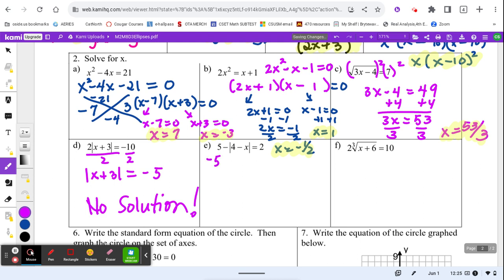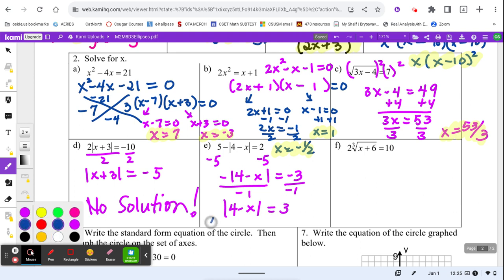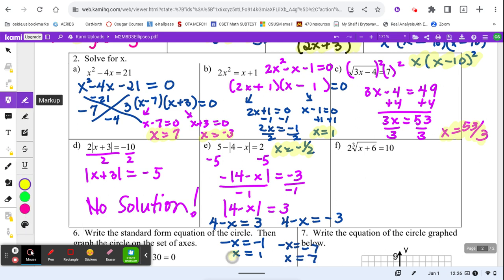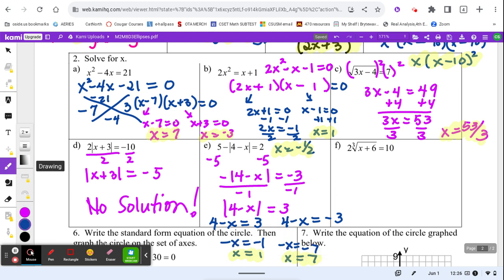Over here, we want to minus the 5 and then divide by negative 1. Now I have that the absolute bars equal a positive, and I can continue this one. I'm going to solve 4 minus x equal to positive 3, and 4 minus x equals negative 3. And there's my two solutions. I get two solutions for absolute value problems because there's both the positive and the negative option.